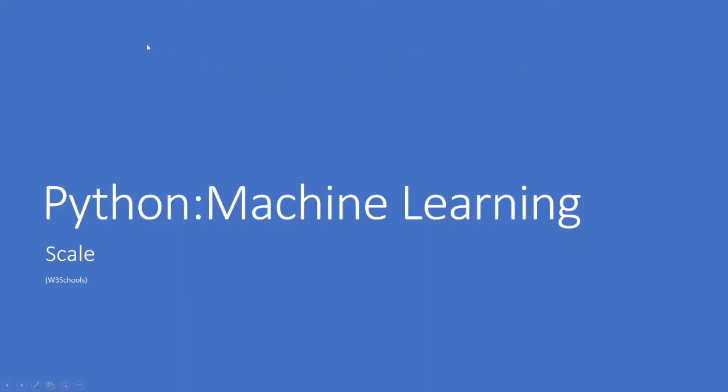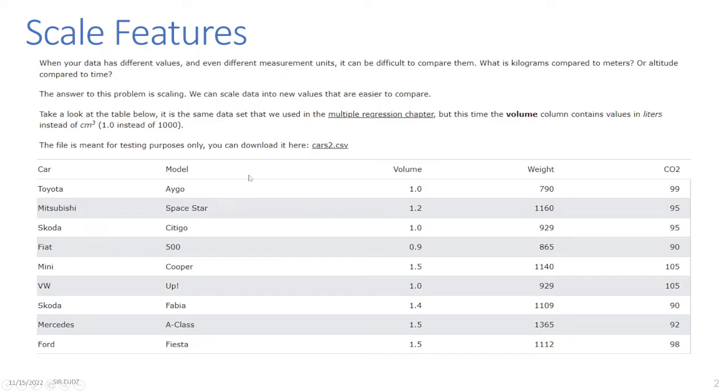Python machine learning, and this is about scale features. So we'll be discussing the scale features of Python. As an introduction, when your data has different values and even different measurement units, it can be difficult to compare them. What is kilograms compared to meters, or altitude compared to time? The answer to this problem is scaling.